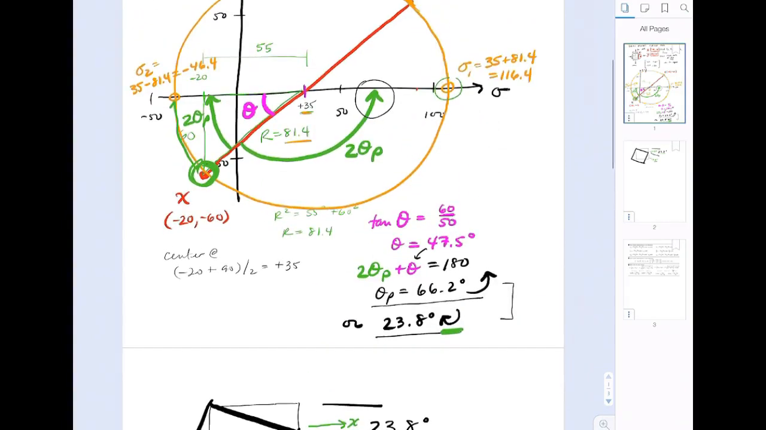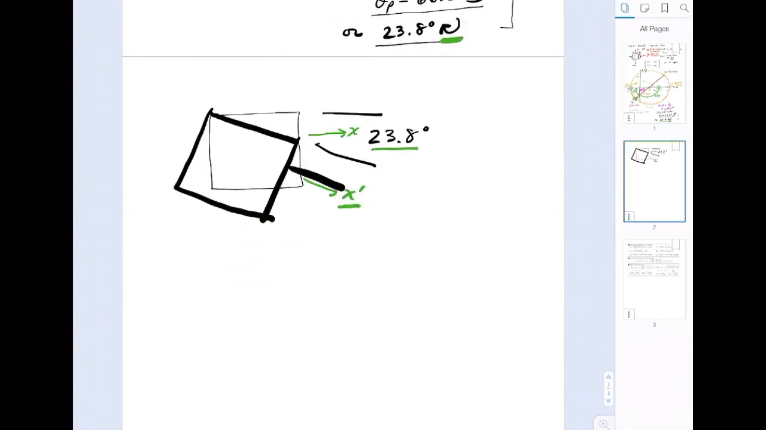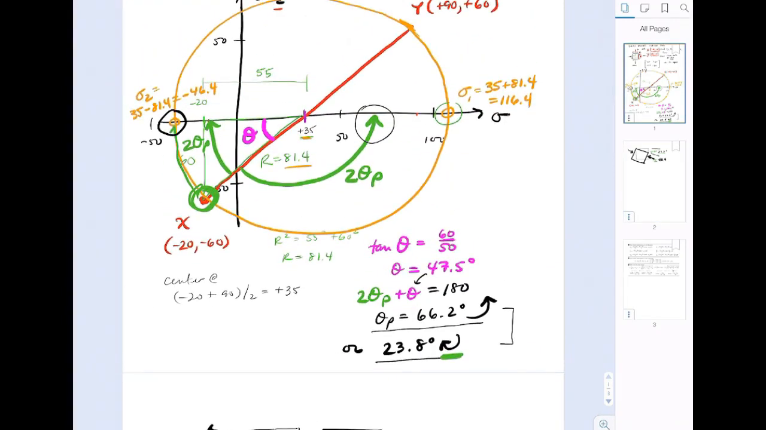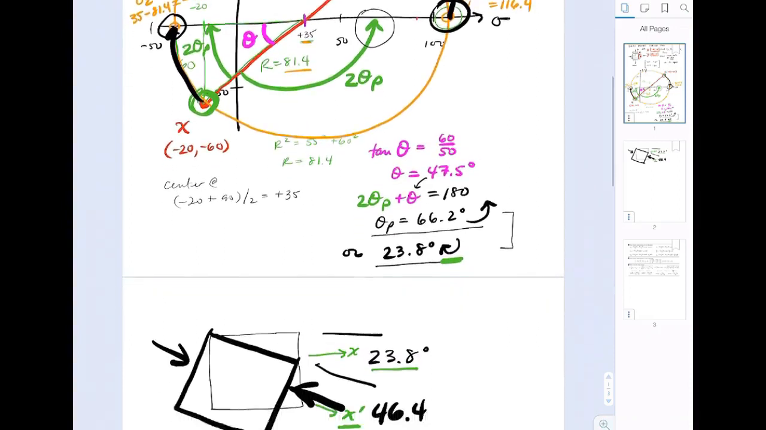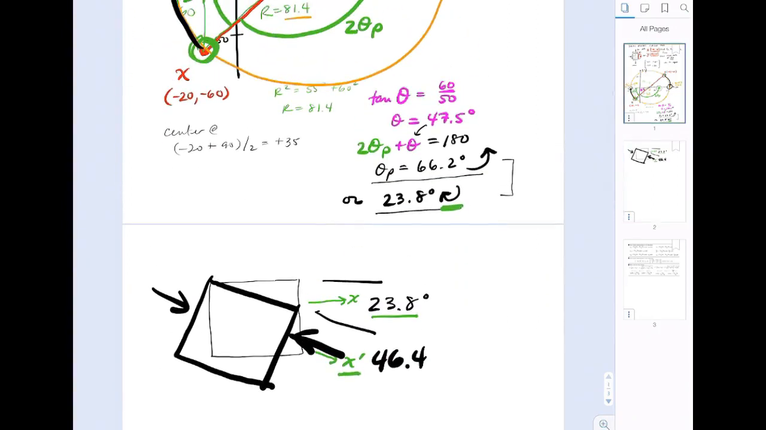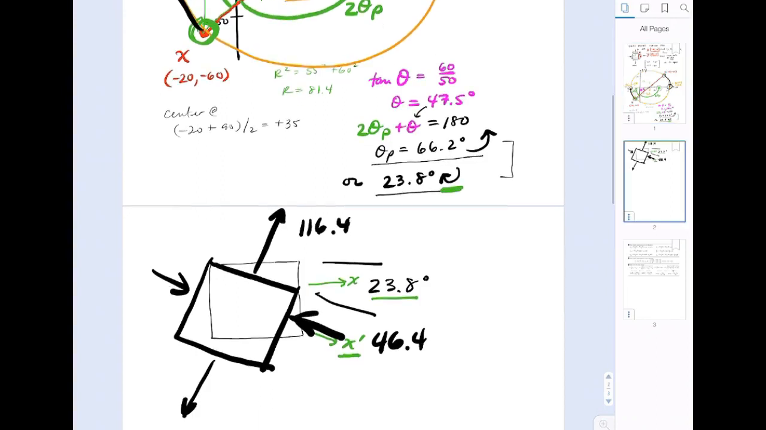So what are my stresses? What's on the x prime face? It's going to be minus 46.4. So I'm going to draw an arrow going in. I'm going to call it 46.4. And on the y prime face, whether I realize it or not, as I moved that point, this point is now sitting at principal, and so the answer on that face is a big tensile stress of 116.4.